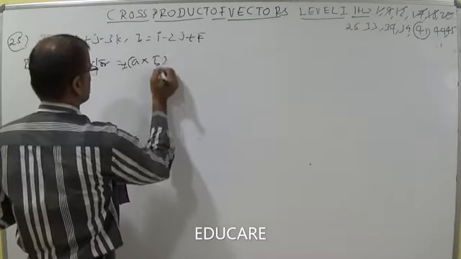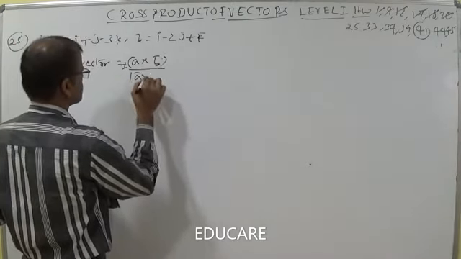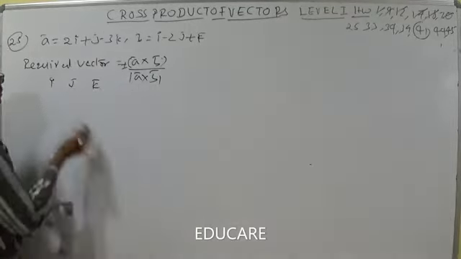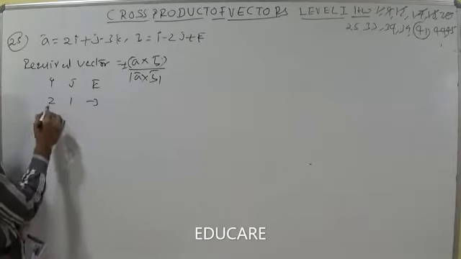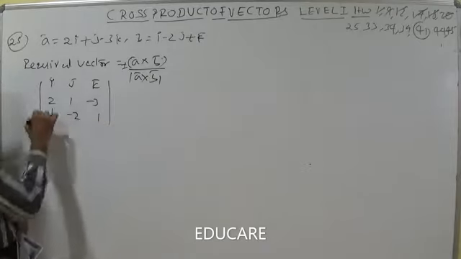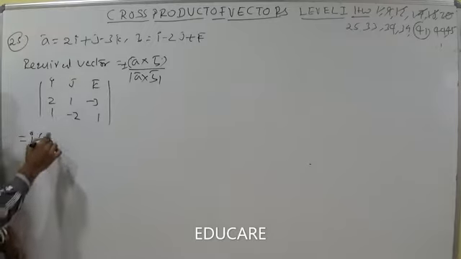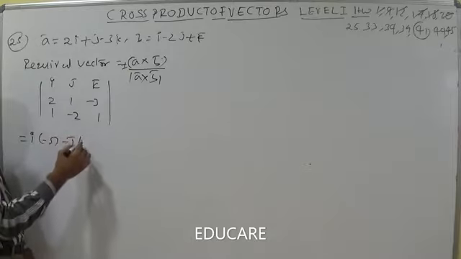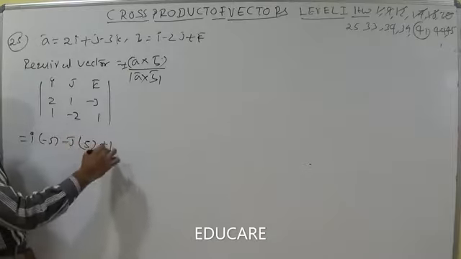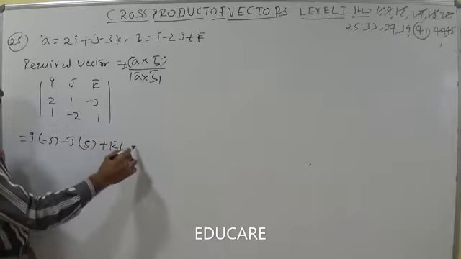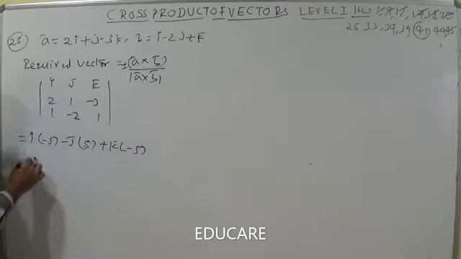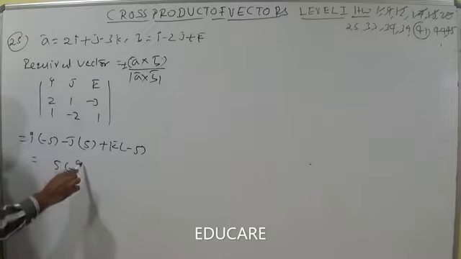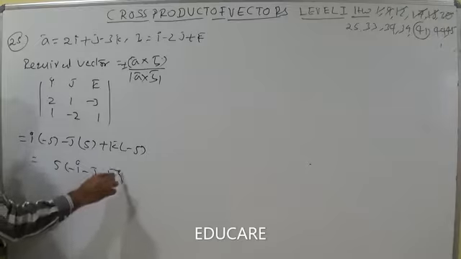Plus or minus A bar cross B bar by modulus of A bar cross B bar. Put here i, j, k and you can write here 2, 1, minus 3 and here 1, minus 2, 1. Now that is equal to i into (1 minus 6), minus j into (2 plus 3), plus k into (minus 4 minus 1), which is minus 5. So minus 5 you can take common, or 5 you take common: 5 into (minus i minus j minus k).